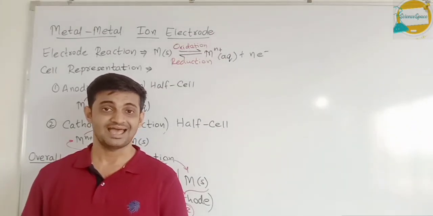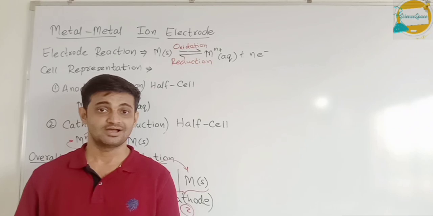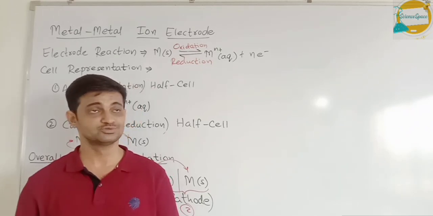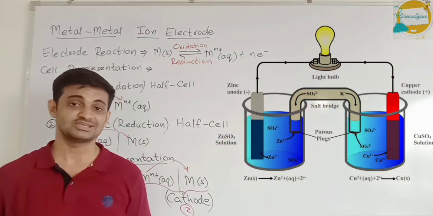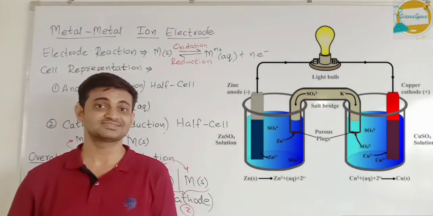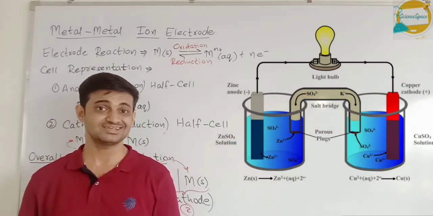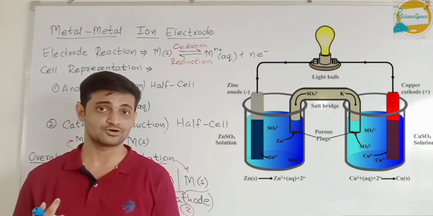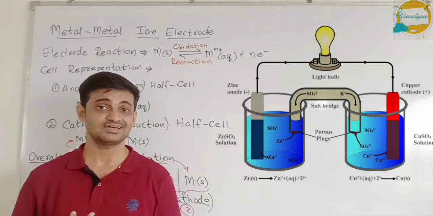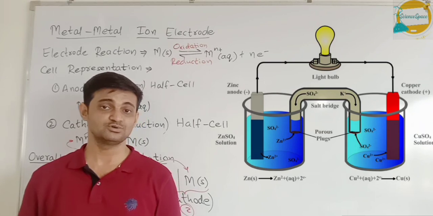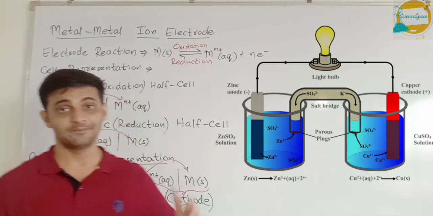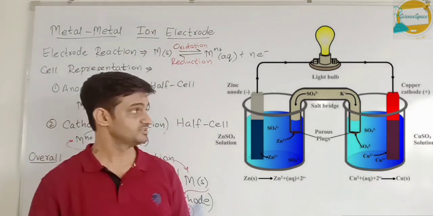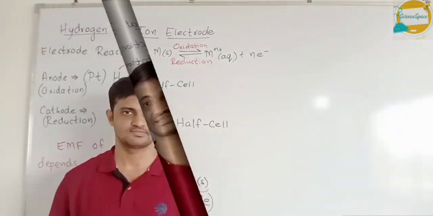So students, an example of an electrochemical cell that uses a metal-metal ion electrode is the Daniell cell. As we have seen earlier, a Daniell cell consists of two electrodes, that is zinc rod and copper rod, and the two electrolytes that are zinc sulfate solution and the copper sulfate solution. These are examples of metal-metal ion electrodes in the two half cells in the Daniell cell.